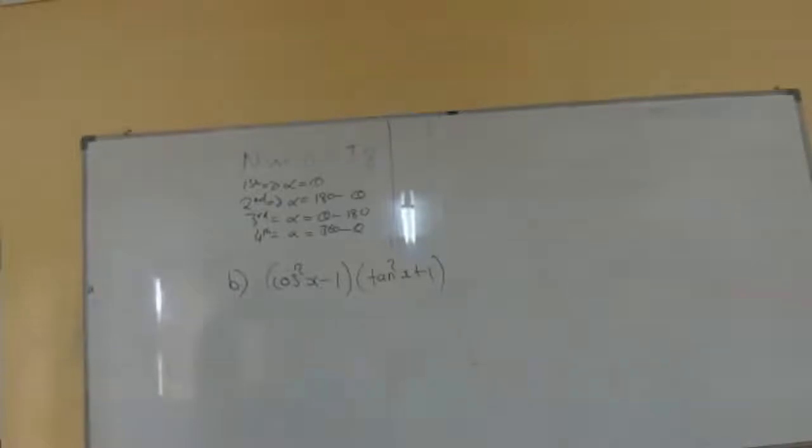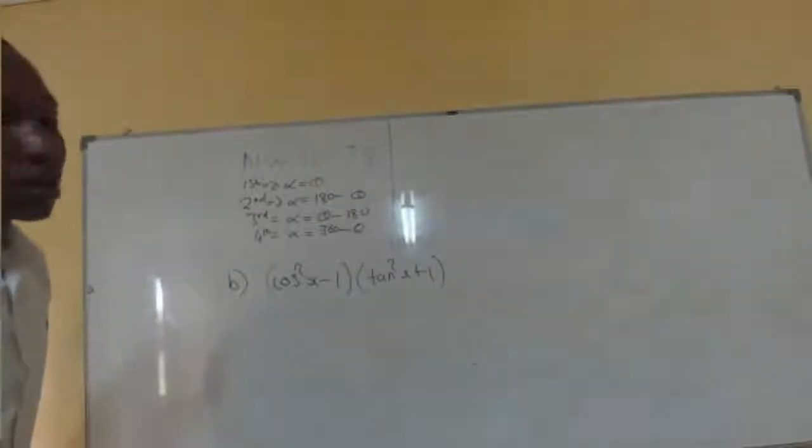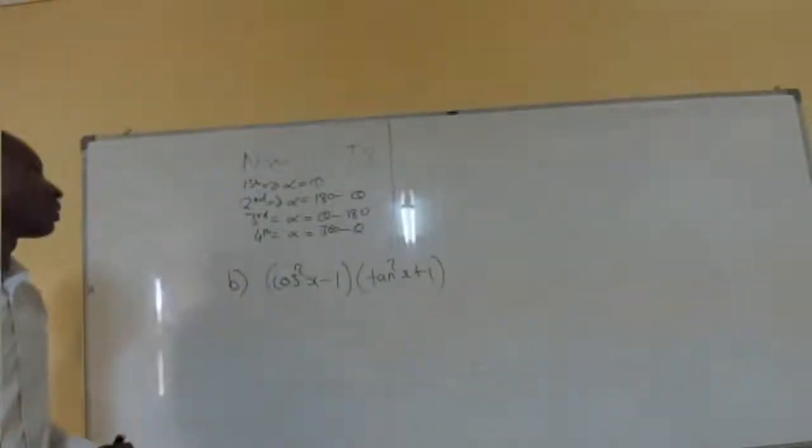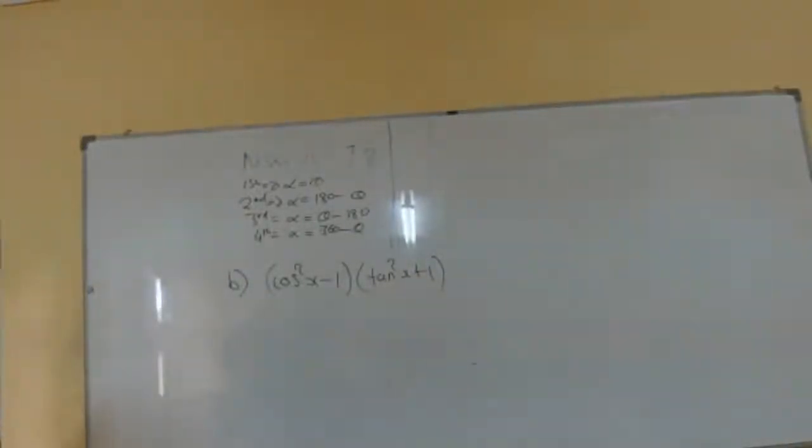So how do you solve that? Basically, we have to first remember what tan x is, right? Now we know that this is cos squared x minus 1, right? Yes, this is cos x squared minus 1. We have to remember what the other identity is.